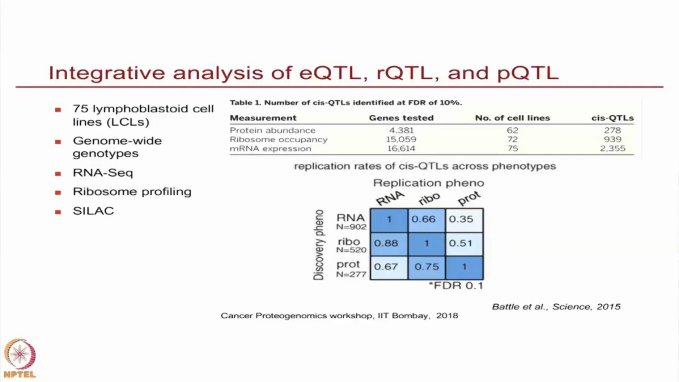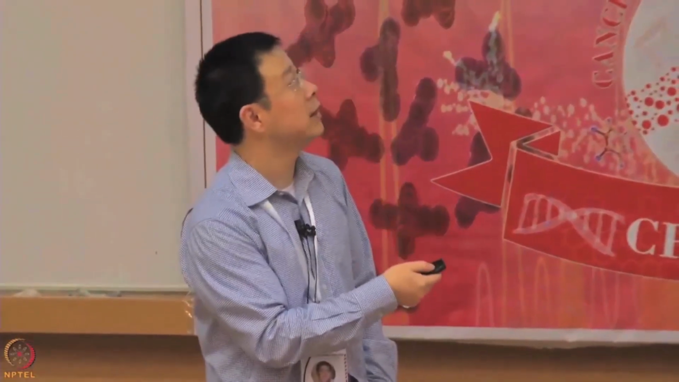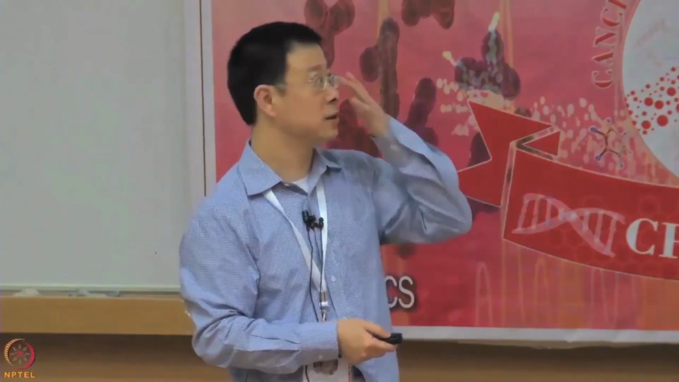In this study, they looked at 75 lymphoblast cell lines, and they did the genome-wide genotype study, RNA-seq, ribosome profiling through Ribo-seq, and SILAC proteomics experiments. So now you have the genotype, you have the mRNA expression, the ribosome occupancy, and the protein expression. They focused only on the cis eQTL, rQTL, and pQTLs, and they found hundreds and sometimes thousands of these cis QTLs.